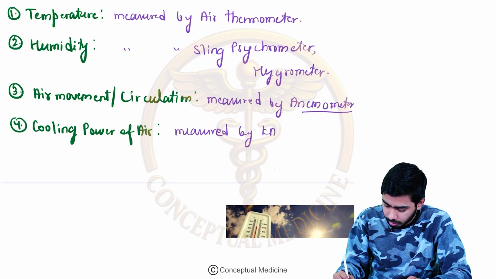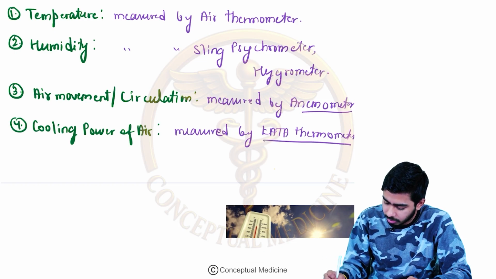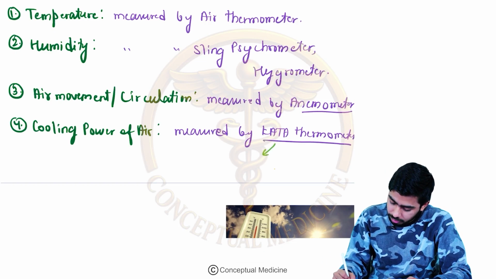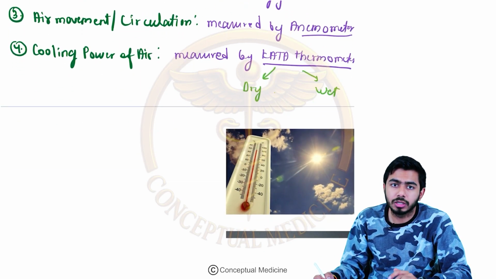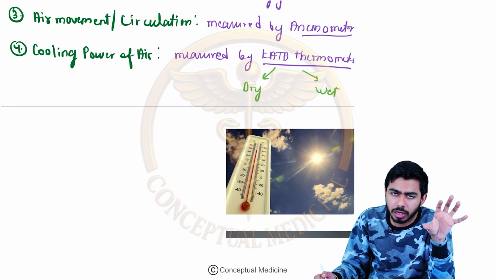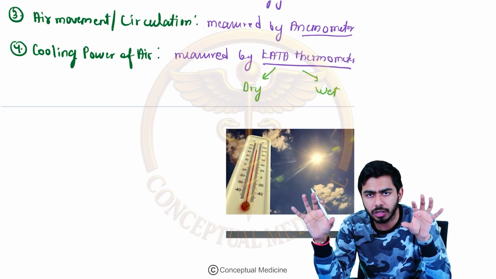Now, if I will be talking about the Kata thermometer, it is having two types, guys. One is the dry Kata thermometer and another one is the wet Kata thermometer, right?